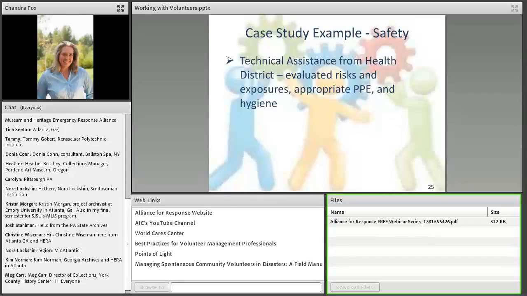And so we had an environmental health specialist come out and take a look at what we were doing. They knew the conditions on the debris field, and then they took a look at what we were doing within the warehouse, and they evaluated the risks and the exposures that we were facing. They gave us recommendations for the appropriate PPE, personal protective equipment, and of course hygiene. And so we addressed all of those things with our volunteers.